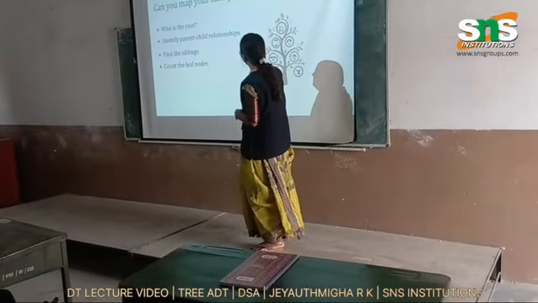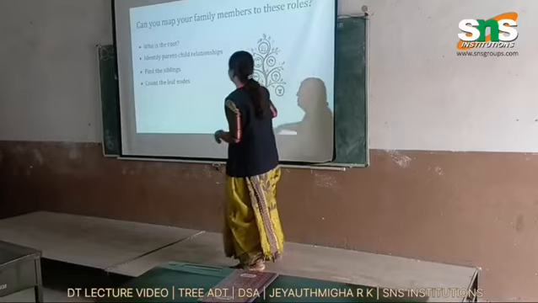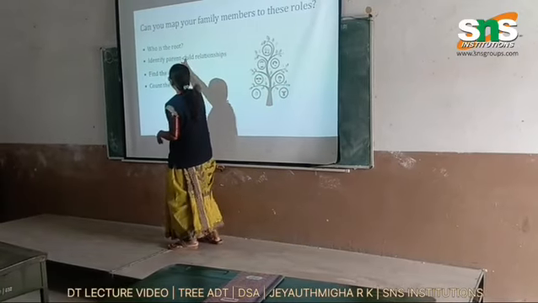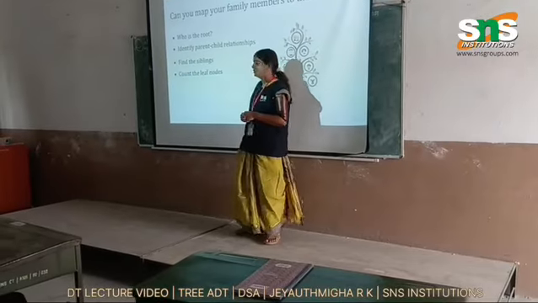So here is an activity. Can you map your family members to these nodes? Who is the root? Find the parent-child relationships, and find the siblings and the leaf nodes.